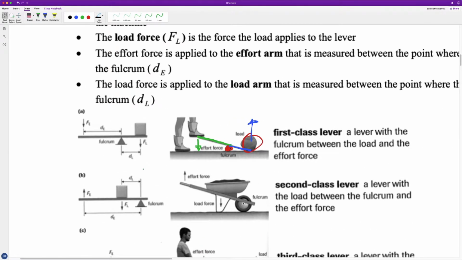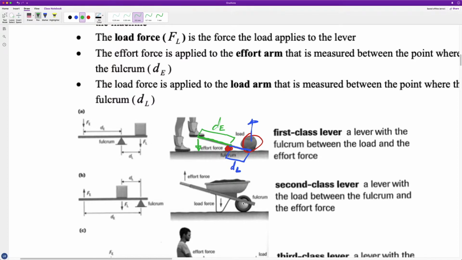So let's zoom in here. From here to here, that's the distance of the load. From here to here, that is called the effort distance, or the distance of the effort. Anyone who's had any experience working with a lever, even just opening a door, knows that the longer the lever is, the easier the job is.